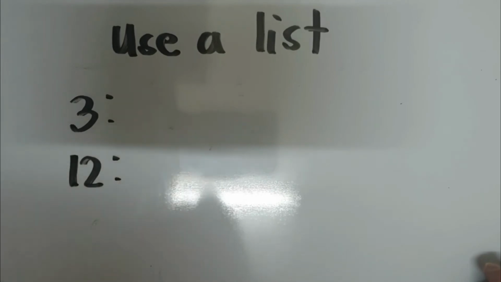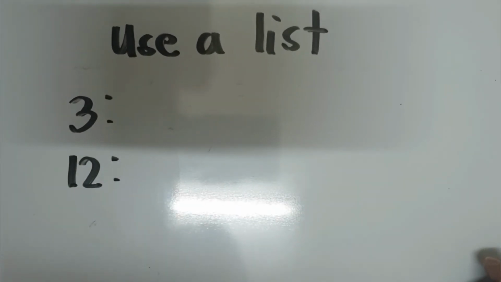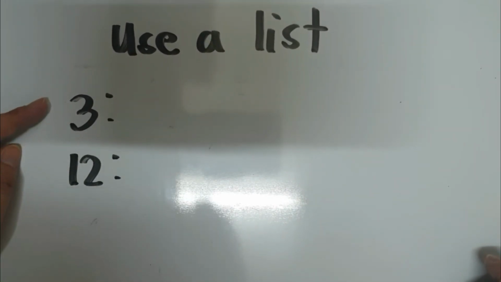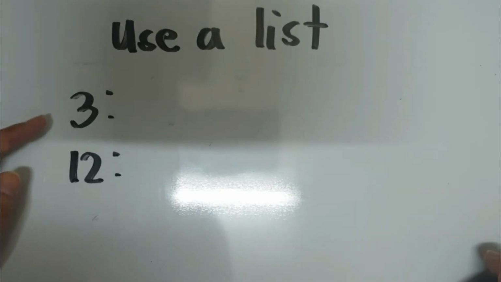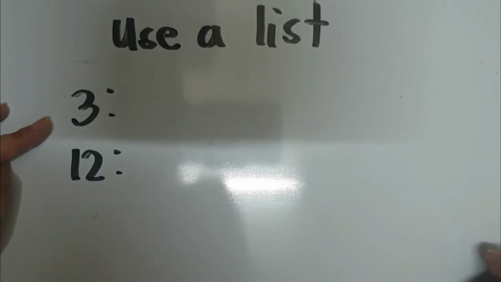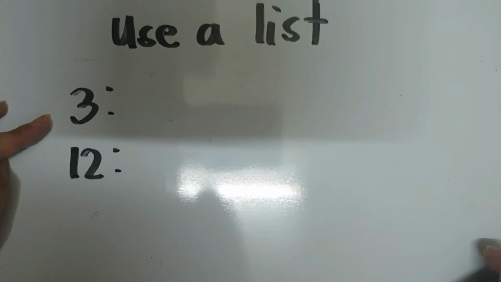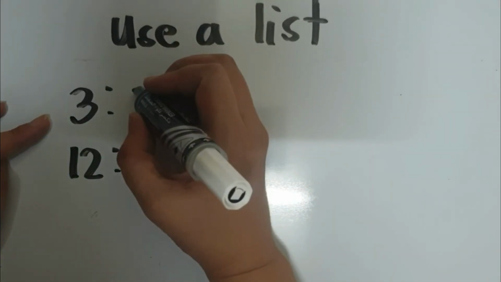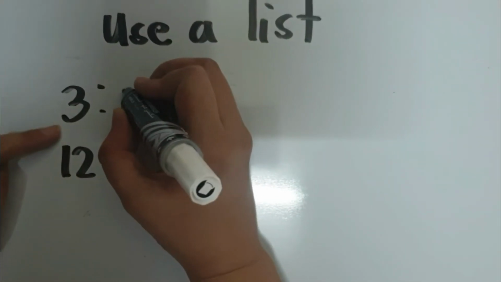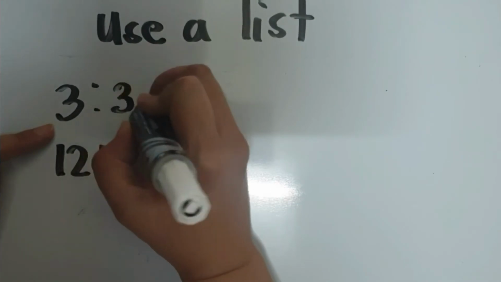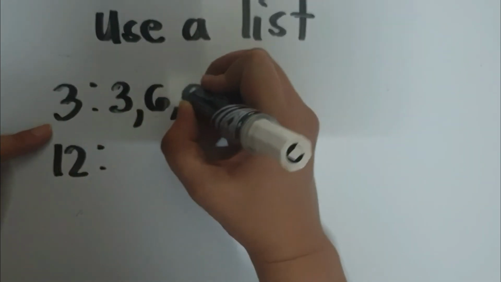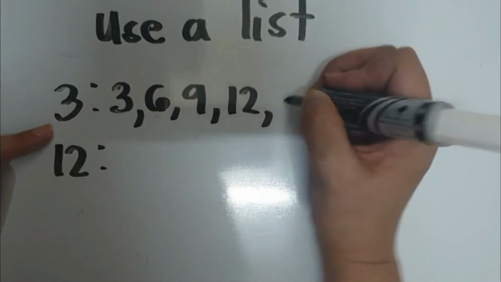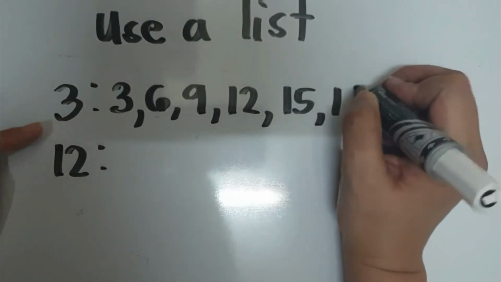For this next example, we are going to use a list. We are going to find the LCM of 3 and 12. So we will just list down the multiples of 3 and 12. So it is the same as skip counting. Start with the given number. So we have 3, 6, 9, 12, 15, 18.